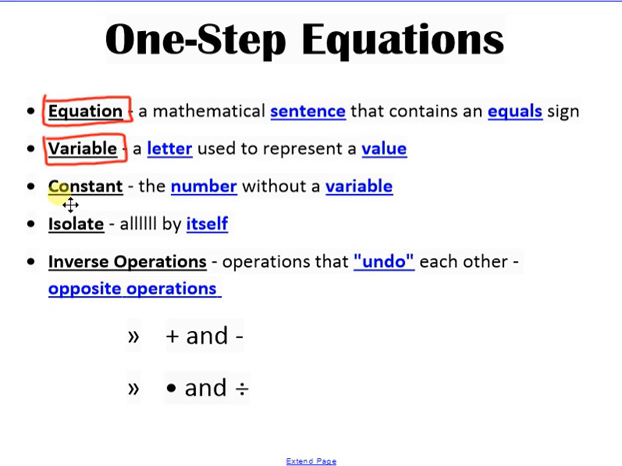You should also be familiar with the vocab word constant. The constant is the number that is by itself without the variable in the equation, same thing as with an expression. The word isolate means to have something all by itself, and the key to solving an equation is to isolate the variable, which you're going to see. And then very important is inverse operations. Inverse operations means opposite operations. So what's the opposite of addition? Subtraction. What's the opposite of multiplication? Division. And that's going to become very important as well.